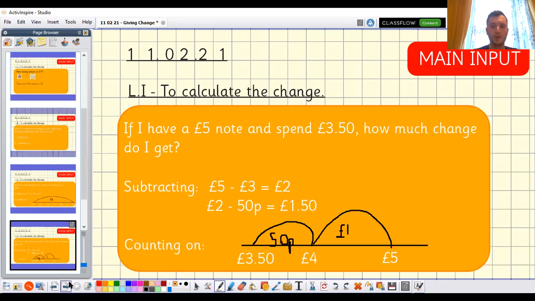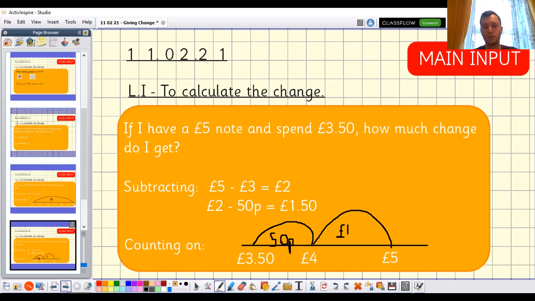Let's apply those strategies to another example. So if I have a £5 note and I spend £3.50, how much change do I get? Again, I've used both strategies. For the first one, I've done £5, take away £3 from here, which equals £2, but I've still got to take away that 50p. So I did £2, take away 50p, that equals £1.50. I can also use that counting on strategy. I was at £3.50, I did a jump of 50p to get to £4. I did another jump of £1 to get to £5, and my total jumps were equal to £1.50.